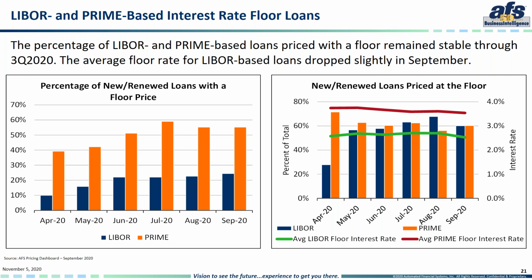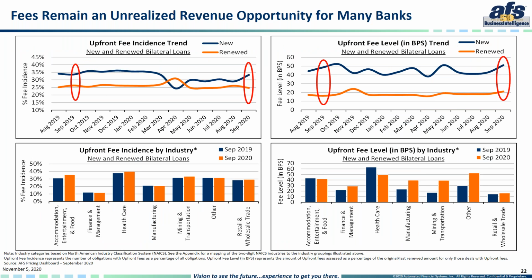Next, we'll look at fees, which are also a source of income for the banks. On this next slide, we can see that fee incidence in the upper left-hand chart increased for new loans and decreased for renewals. Fee level in the upper right-hand chart has increased for both new and renewed loans over the last few months. Comparing September 2020 to September 2019, fee incidence on renewals was below the level seen a year ago, while fee incidence on new loans was higher. Fee levels were above those seen a year ago for both new and renewed loans.